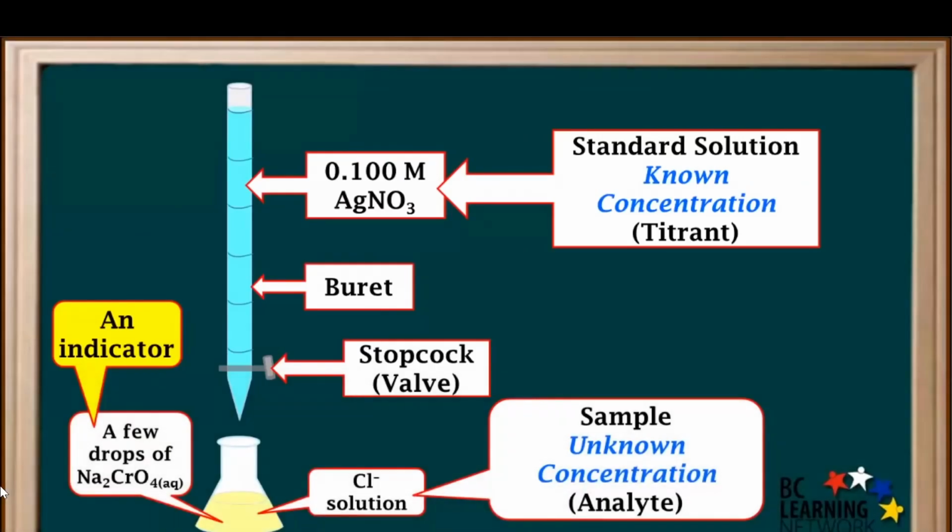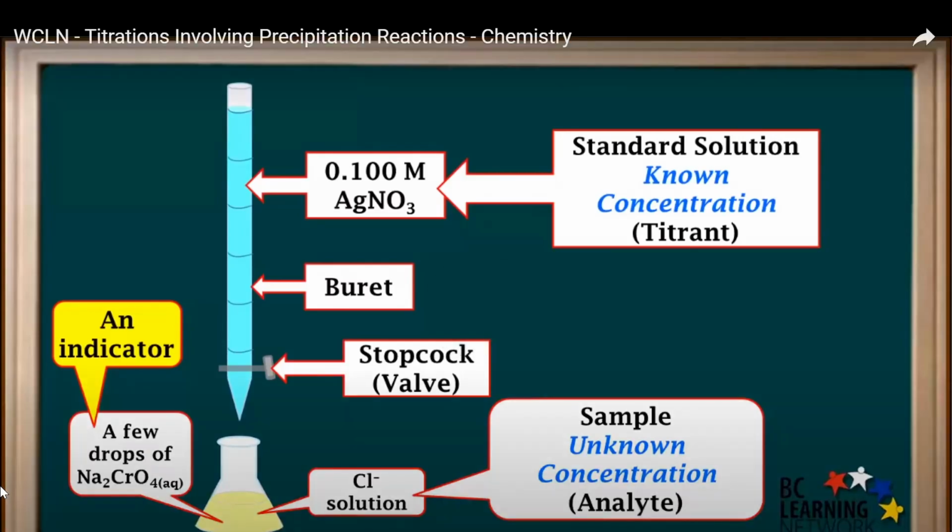Great. The sodium chromate solution is known as an indicator in this titration. It will change color at what is called the end point of the titration. Do you remember what the end point of the titration is? The end point is when the indicator changes color. Literally, that's what it is.